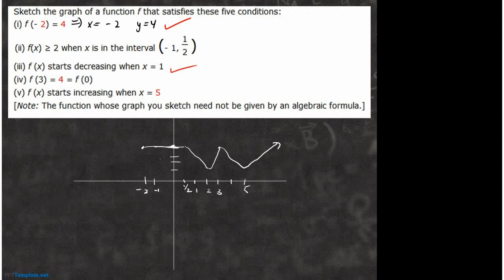So look at each piece. It's bigger than 2 when x is between -1 to 1/2. It starts going down at x equals 1. So I made it go down when x equals 1. It says f at 3 is 4. So I made it 4 at x equals 3. And then it says make it go up after 5, so I made it go up after 5. So I just went check by check and made it do it.